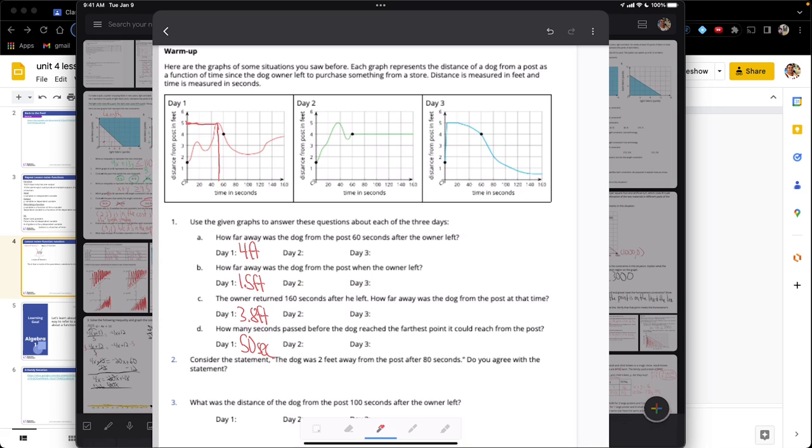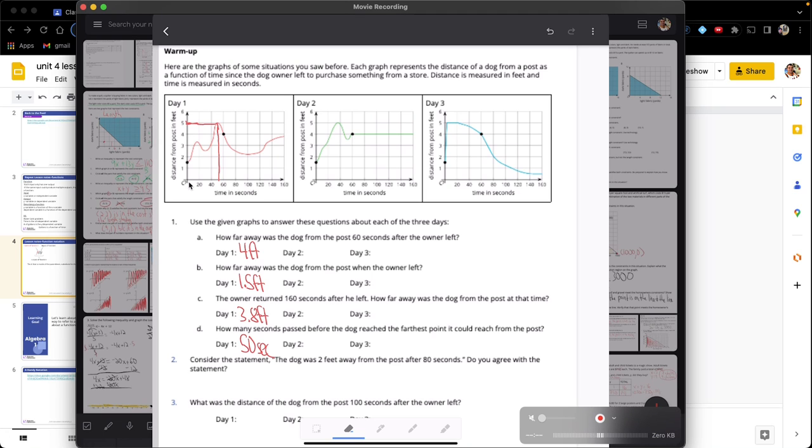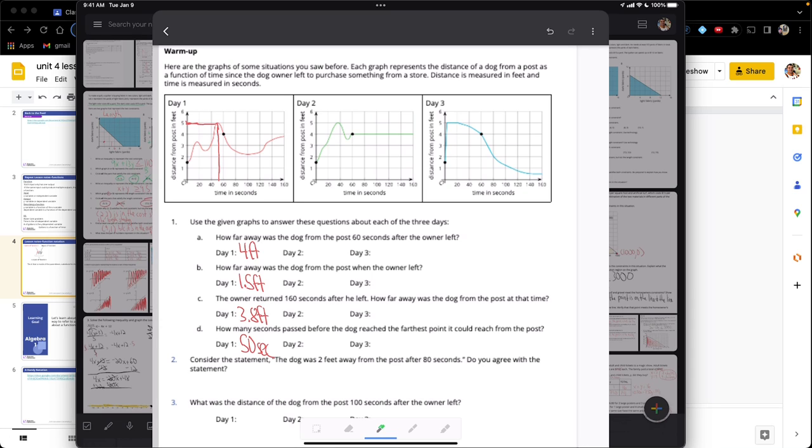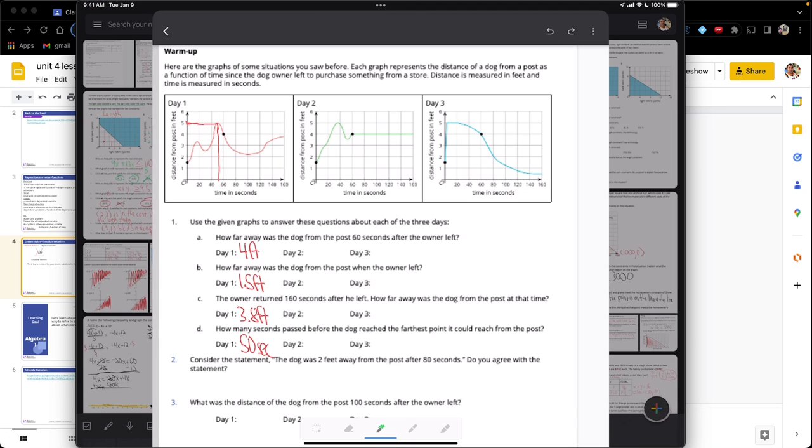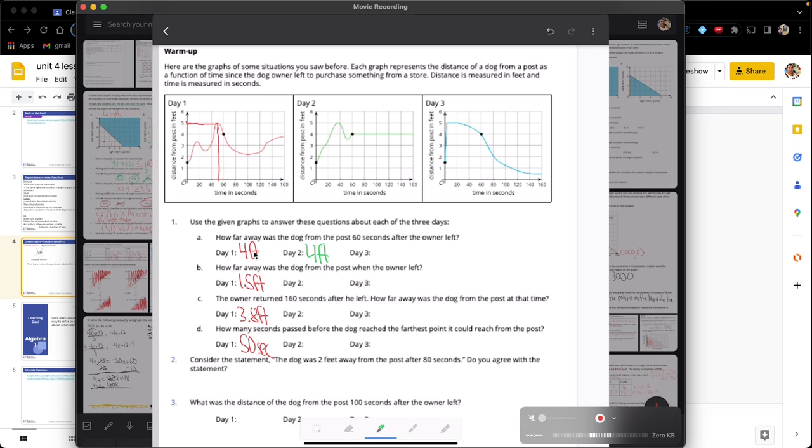Okay. So that was day one. Let's do the same questions for day two. So I'll use green for this one. So how far away was the dog from the post 60 seconds after the owner left? All right, if we take a look at that, it looks like it's 4 feet away. So it will be 4 feet again for day two. Okay. How far away was the dog from the post when the owner left? So that would be again time 0, which is here, time 0. Again, that looks about like 1.5 feet to me.